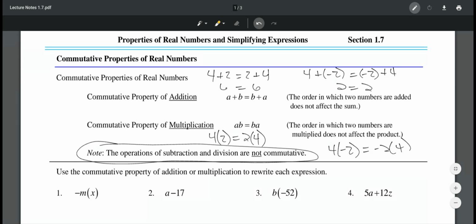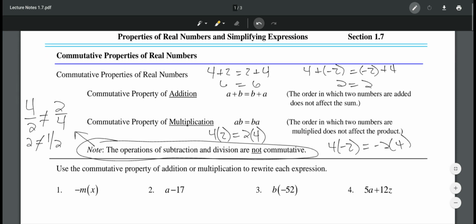Now, the division property does not work that way, and I'll do that over here on the left. 4 divided by 2 definitely does not equal 2 divided by 4. On the left, I get 2, but on the right, I get 1/2, and those two numbers are not equal. So when you are applying these properties of real numbers, remember they only work if you are adding or multiplying. They do not work for subtraction or division.